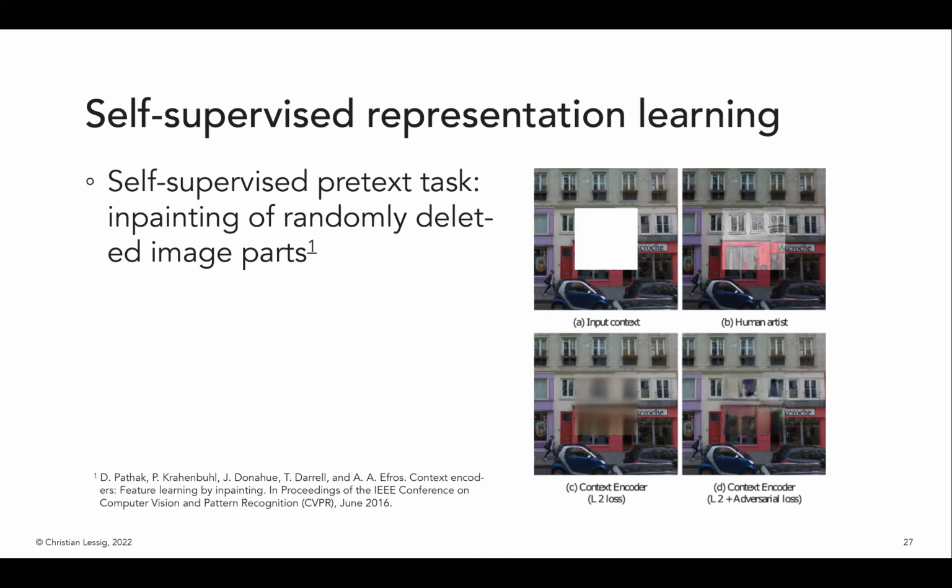And if you want to train with this task, all you need is just images. So you can download billions of images from the internet and just train your neural network on billions of images. So this is one example.